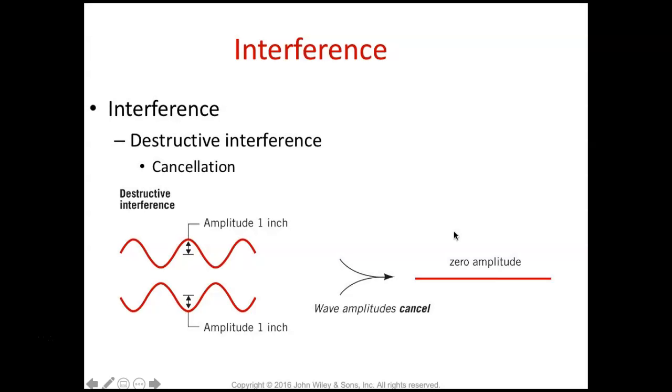The next example is in the opposite way, called destructive interference, where you get two similar amplitude waves going in the opposite direction of each other, and they cancel each other out, and so you then hear nothing.